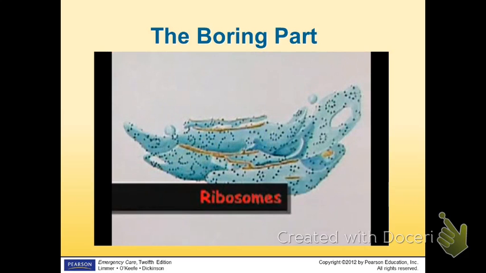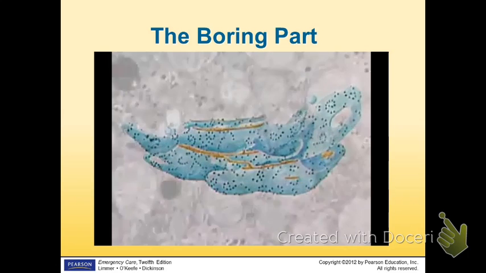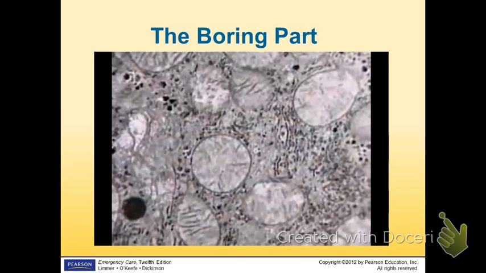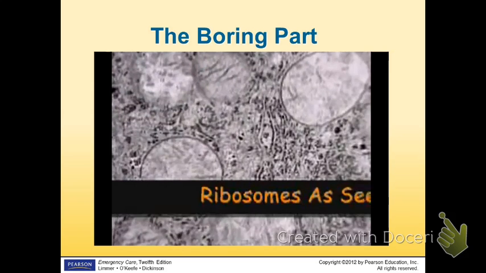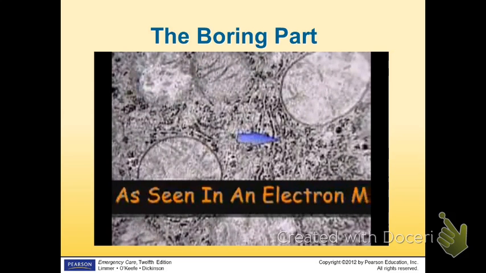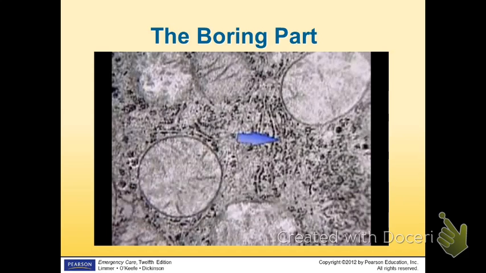Ribosomes are the most numerous structures in the cell, but may or may not be attached to the rough endoplasmic reticulum. Ribosomes, which are composed of RNA and proteins, are the primary site of protein synthesis. Since all living things rely on proteins for cell maintenance and growth, it is easy to understand why ribosomes are so abundant.